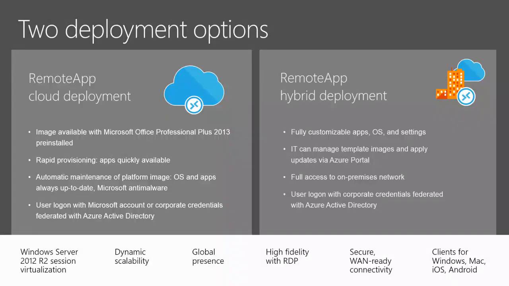And then across the two, they're all based on Windows Server 2012 R2. The dynamic scalability, as users are added, it's scaled out. As users drop off, it drops off servers, it turns them off. A global presence. We're currently in 13, I believe, data centers across the world. High fidelity using a mature protocol, which is secure WAN-ready connectivity. And then a variety of clients.